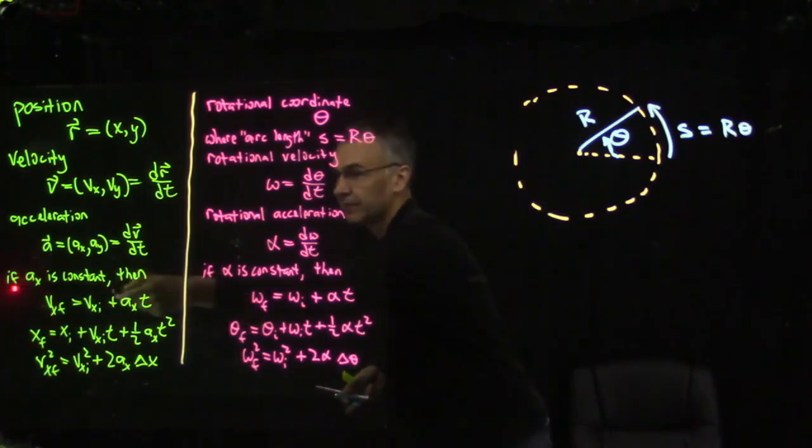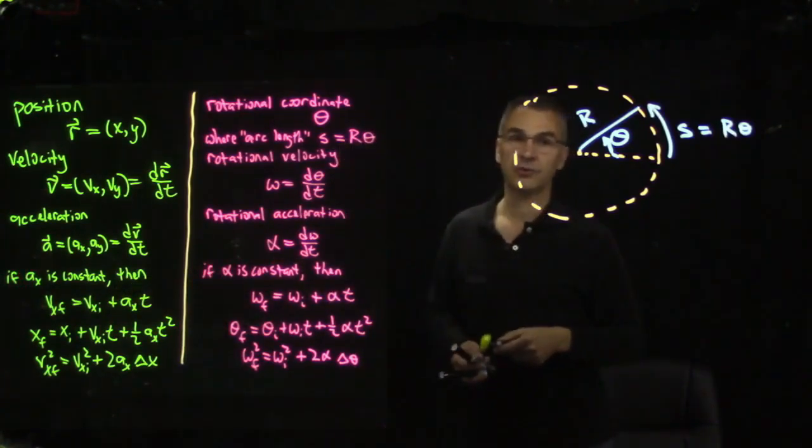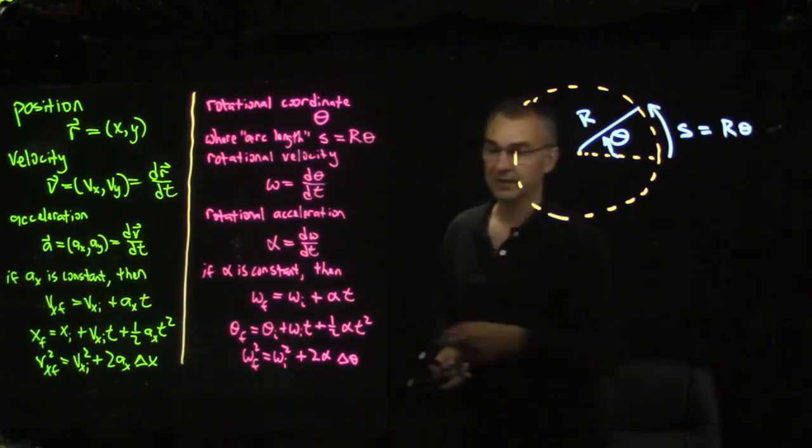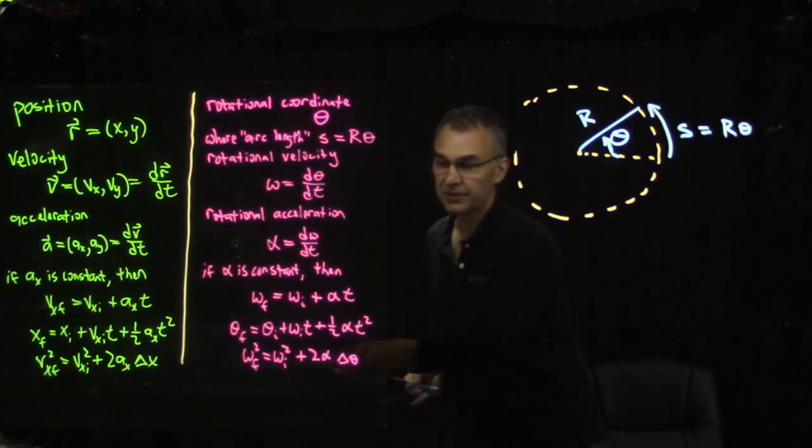This was assuming that the acceleration in the x direction is constant. This is assuming that the angular acceleration is constant. Once you make that assumption, the math tells you these results. And then similarly, this lets you relate the final angular velocity to the initial angular velocity if you know the constant angular acceleration and if you know the change in angle, but you don't care about the time.